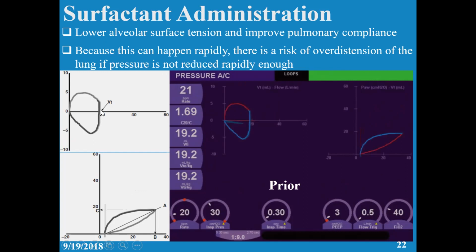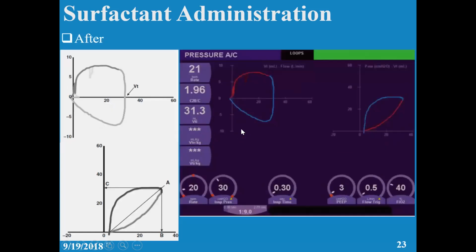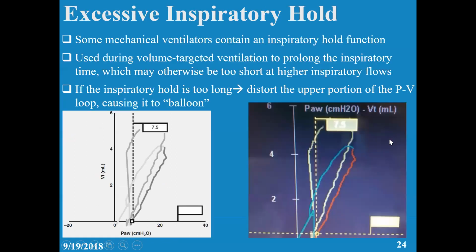So look at the tidal volume. Look at the tidal volume here. It's like picking up in here. Look at the tidal volume here. It becomes 30. So the flow versus volume and the pressure versus volume loops are improving.